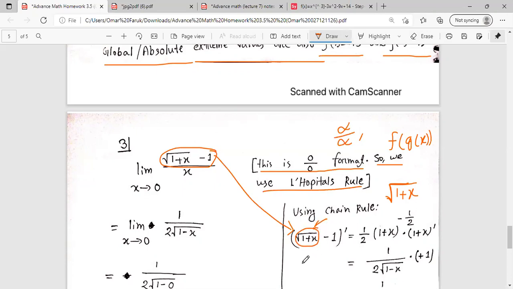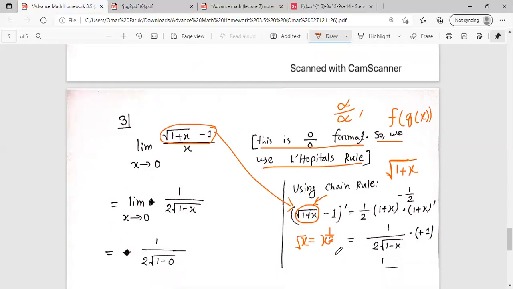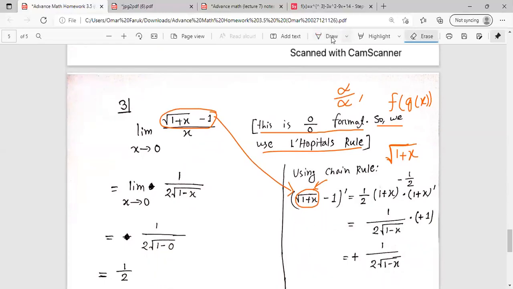We already know that root over, for example root over x, is x to the power 1 by 2. So root over 1 plus x means 1 plus x to the power 1 by 2, right? We take this power down, and we subtract 1 from the power. Half minus 1 is minus half. So this is half into 1 plus x to the power minus half. This is our outer function.